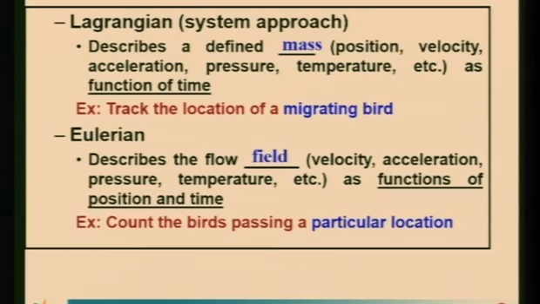Let us see the Eulerian approach. It describes the flow field. Flow field means the velocity, acceleration, pressure, temperature, all other things as a function of position and time. We are going to see what is happening in a particular location. We are going to see what is happening in say this box, or maybe within this duster. I would like to know the velocity, acceleration, pressure and temperature of all the particles moving along this box or crossing this box, etc.